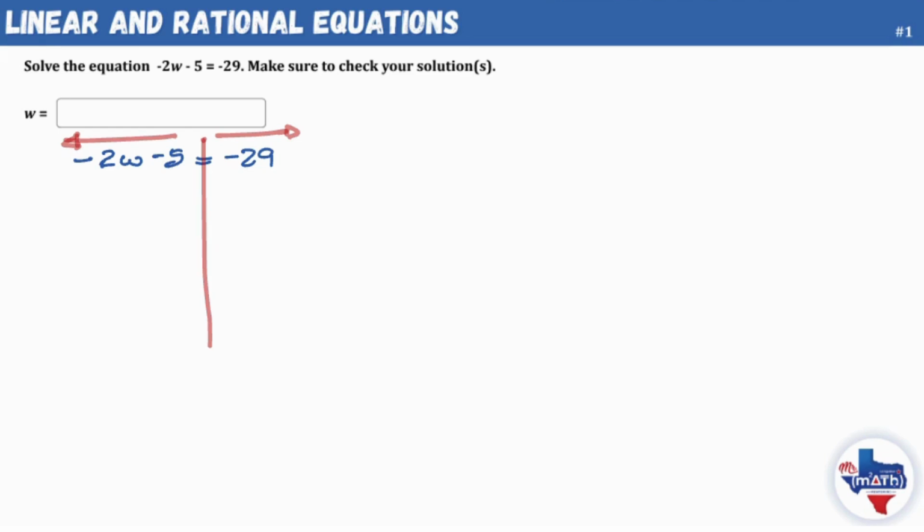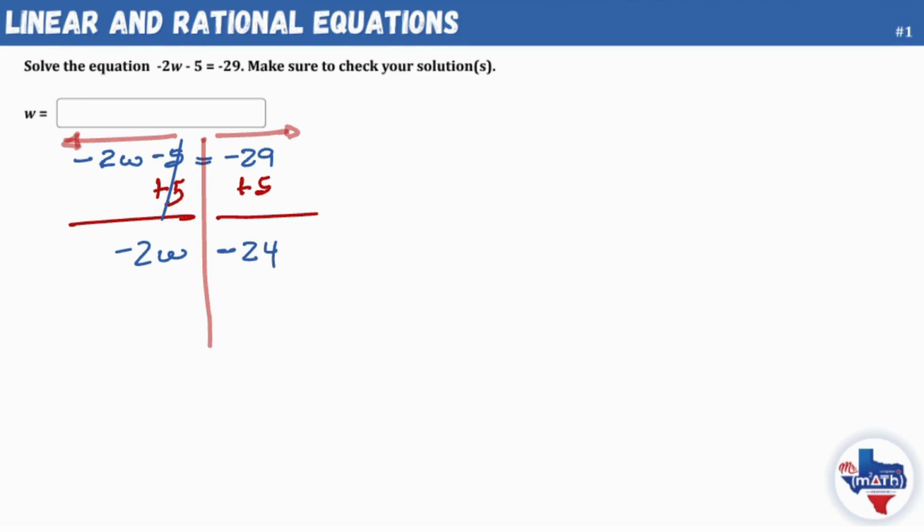Okay, so we have a negative 5 there. So what should we do? In order to eliminate that negative 5, we need to add 5. But because we want to keep our equation balanced, we're going to add 5 on both sides. Negative 5 plus 5 will cancel out, and we'll have negative 2w equals negative 29 plus 5. That's negative 24.